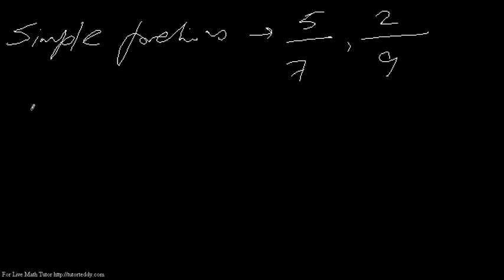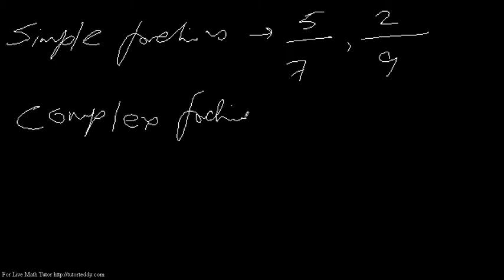Now we move on to learn what complex fractions are. Right? What are complex fractions? Those are ones in which the numerator or the denominator or both are not whole numbers. Let me show you an example. Say in the numerator I have 2 by 3 and in the denominator I have 5.